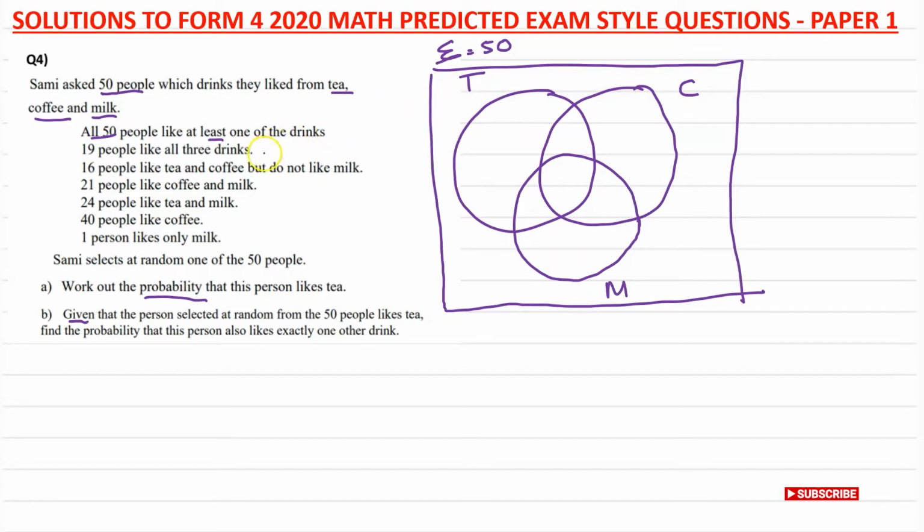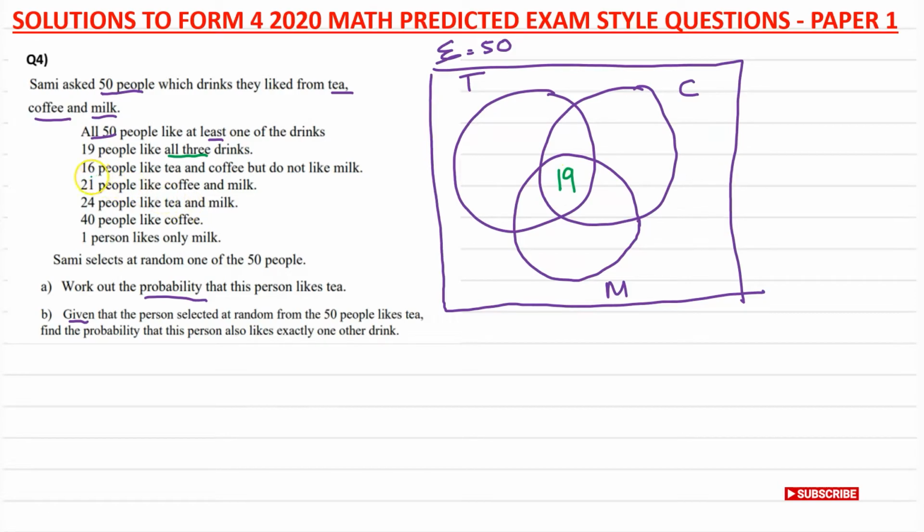So let's go ahead and fill in the information. Well, all people like at least one of the drinks. That means there's going to be nothing outside of these circles. And then we're told 19 people like all drinks. Okay, so these 19 people like tea, coffee, and milk. So they go in the middle where all 3 circles intersect.